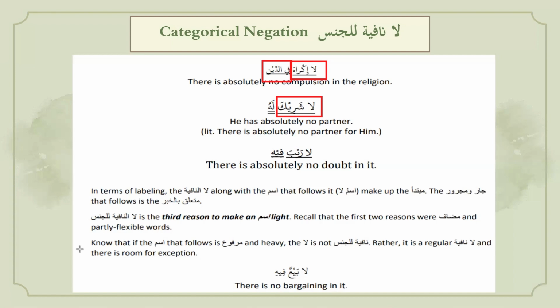Okay, if la is followed by a regular marfu ism, then this is not la nafiya lil jins. If the la is followed by a regular marfu ism, then it is simple negation. Okay, la bay'un fihi means there is no bargaining in it. So this is not absolute negation. When the ism following a la is marfu, then this is simple negation. Okay.